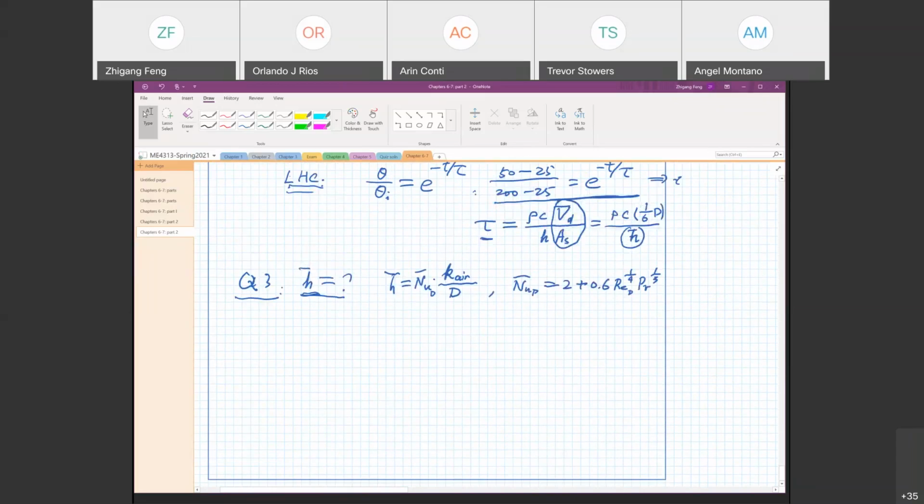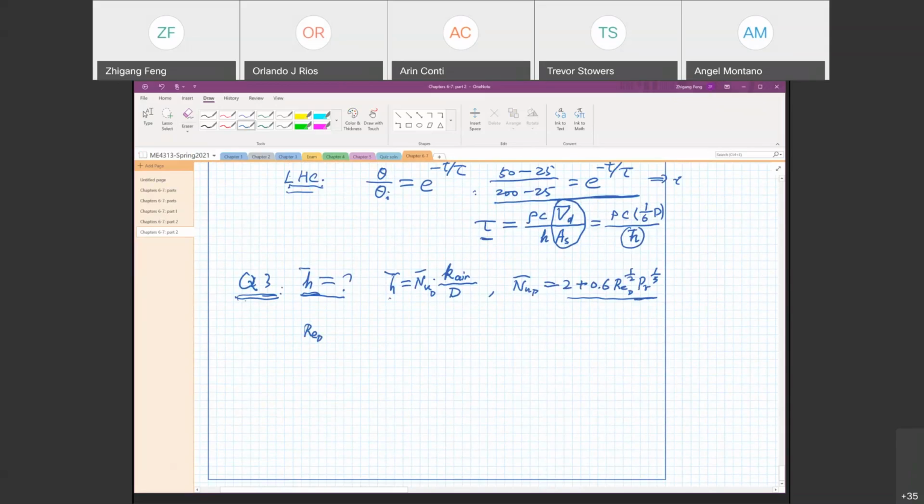So 1/2. That's how we find the H value. If you look at this equation, we need to find the Reynolds number, T. Okay, so now we have a pretty good idea how to solve this example.